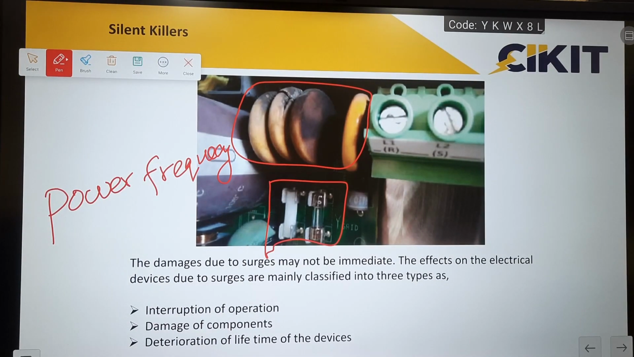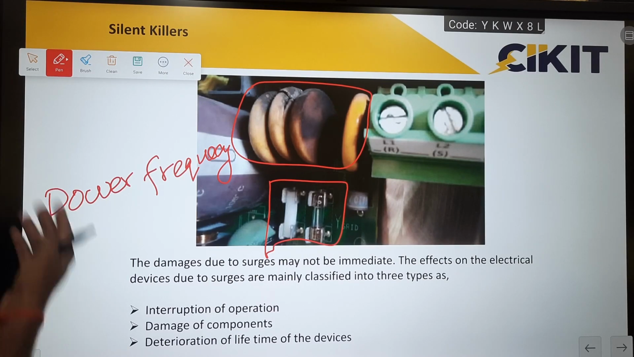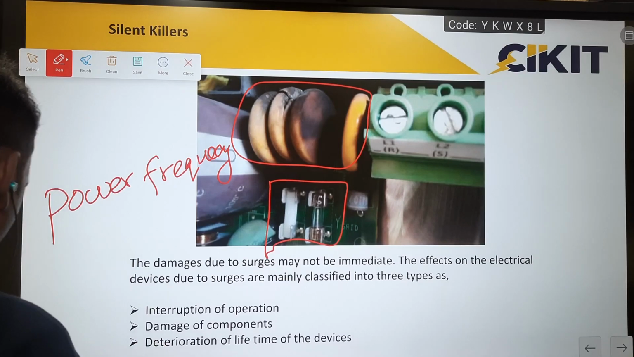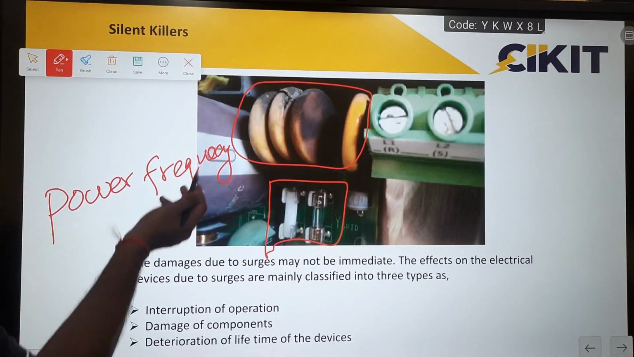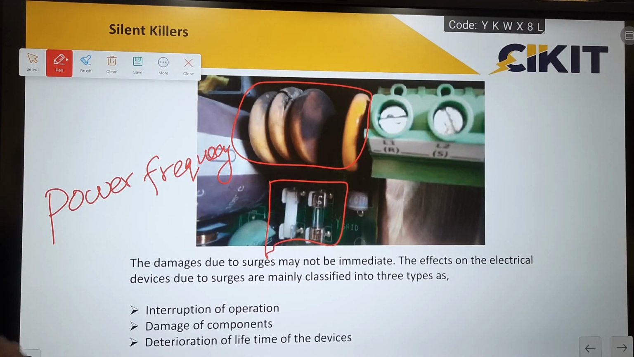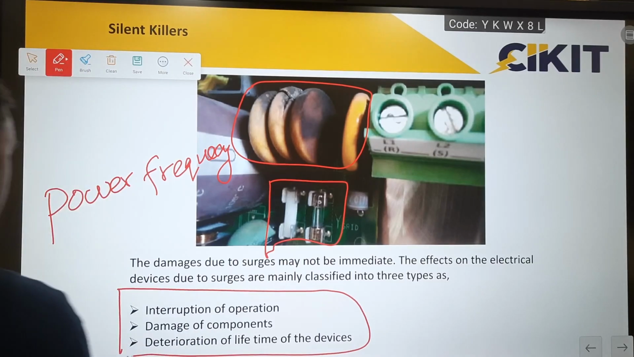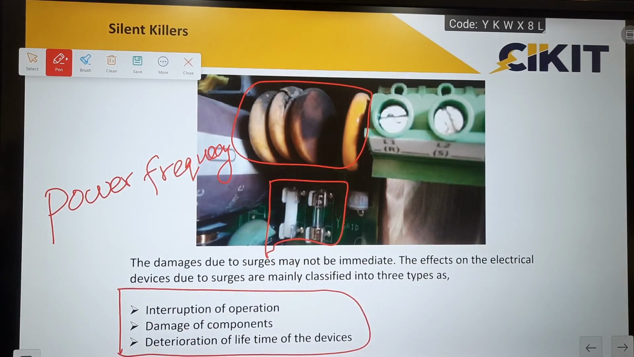So surges are very high magnitude but very short duration pulses, so MCBs won't operate for surges. But the damage caused by surges can be of three types. One is interruption of operation. The second is damage of components, and the third is deterioration of lifetime.